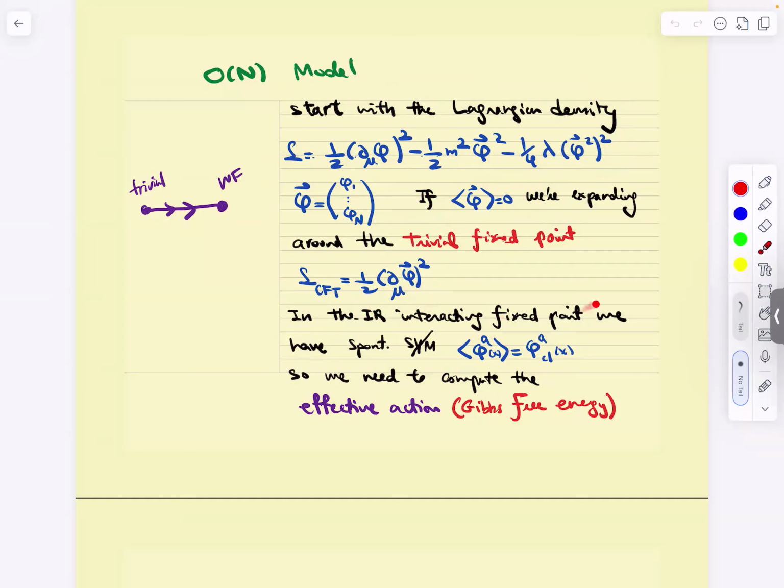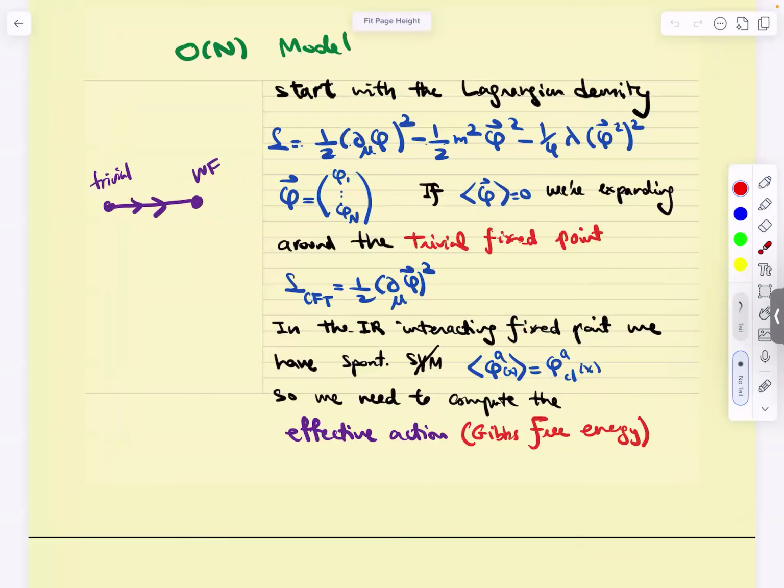So there will be an interacting fixed point with broken symmetry, which means that the one-point function of the vector field will be non-vanishing. It would be some one-point function like this. Now, we saw that every time you have spontaneous symmetry breaking and a one-point function, it's natural to construct the effective action, or the Gibbs free energy.